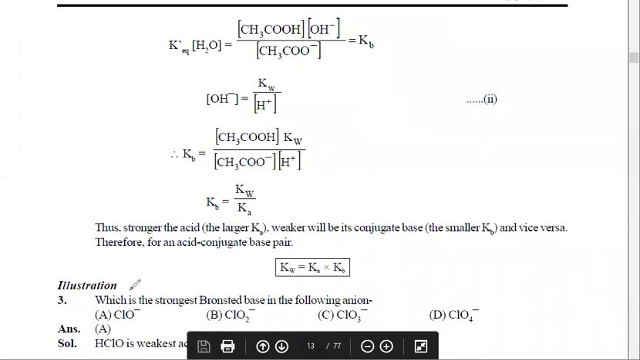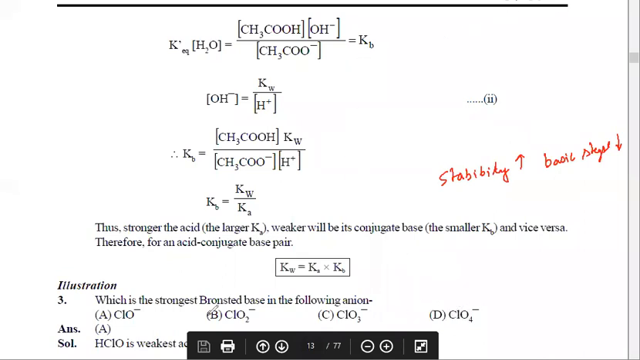Then, which is the strongest conjugate base among the following anions? We know that if the stability of an ion is more, then its basic strength will be weak, because if it is stable, it doesn't want to give electrons. Now it depends on the oxidation number, if you remember from periodic properties and chemical bonding.